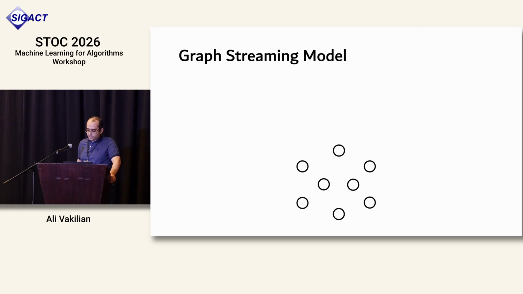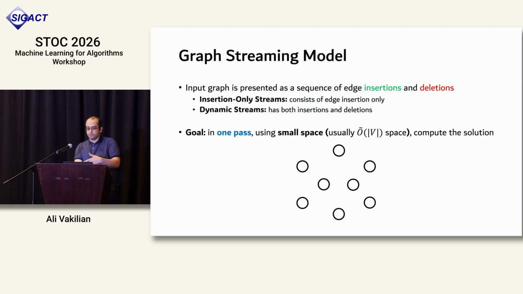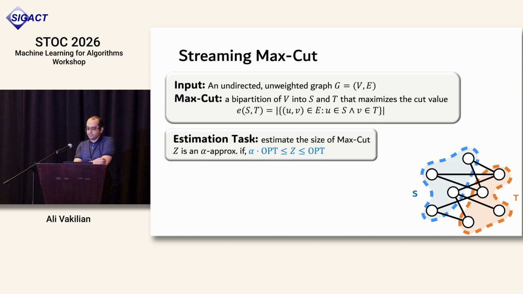Actually, I may try to skip these parts since we are already out of time. But I want to say what graph streaming is. Basically, edges arrive, or in a dynamic stream, you can also delete edges. The hope is that we want one pass and a small space, usually O tilde of the number of vertices. For streaming max cut, we consider the estimation task: we only want to give you an estimated value of the max cut.